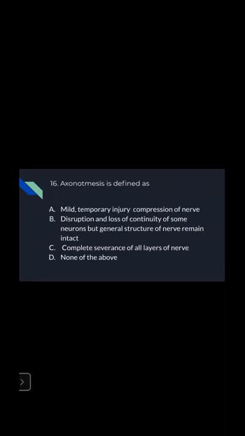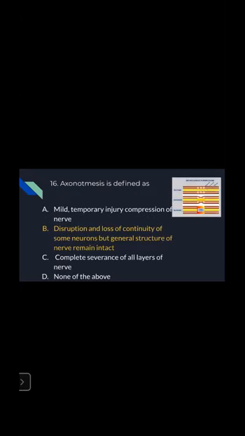Question 16. Axonotmesis is defined as A. Mild temporary injury, compression of nerve. B. Disruption and loss of continuity of some neurons, but general structure of nerve remains intact. C. Complete severance of all layers of nerve. D. None of the above. And answer is B. In axonotmesis, there is disruption of the axon, but the myelin sheath remains intact.